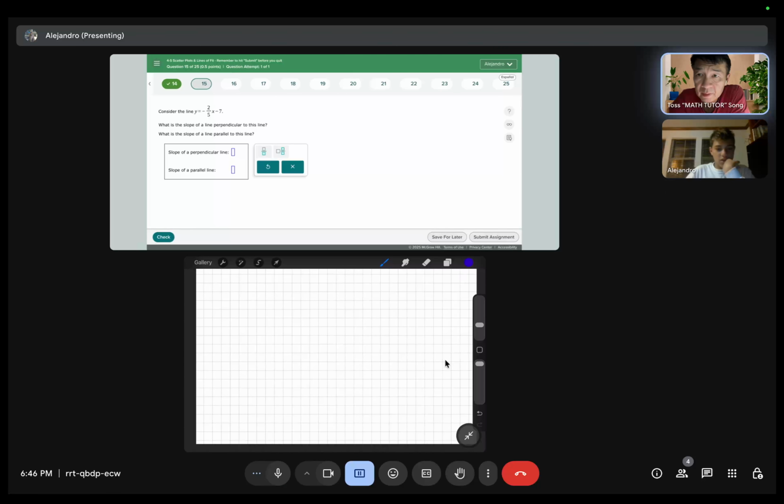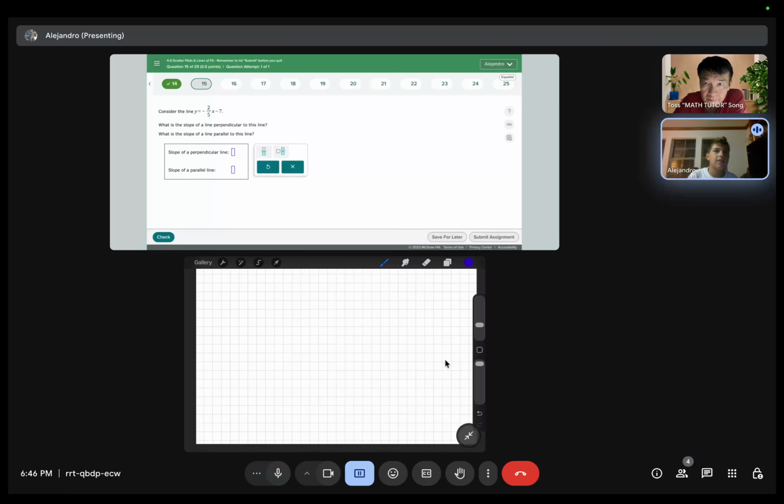Okay. Consider this line y equals negative 2/5 x minus 7. What is the slope of a perpendicular line? What do you think? The slope of the new line that is perpendicular to that one. Would it be positive 5 over? 5/2. Yes, 5/2 or 5 halves. Is that okay? Yeah, 5/2.